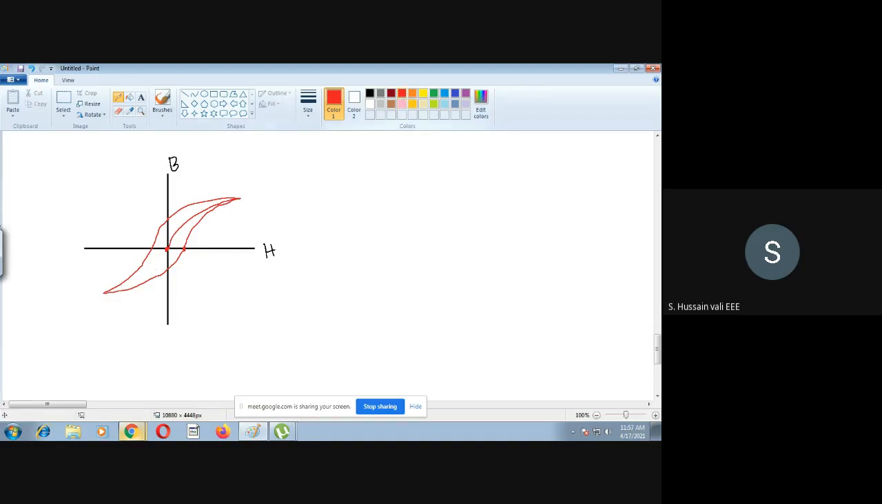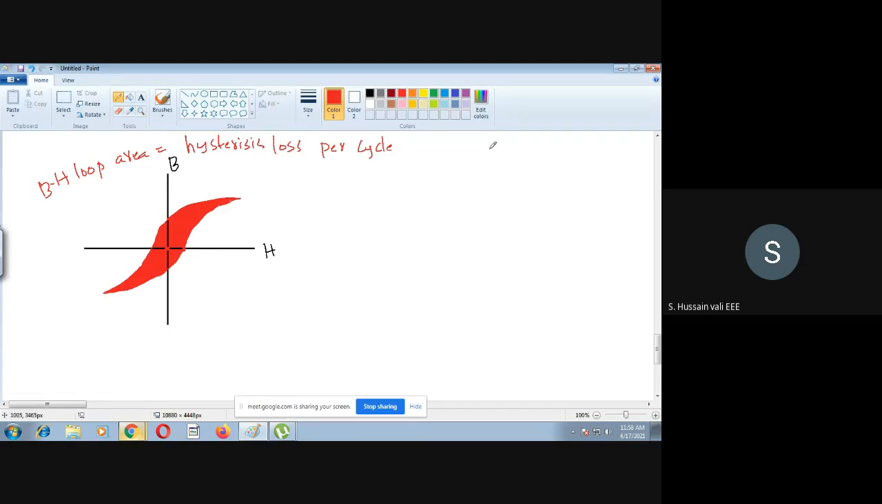Now let me fill this. Okay. So this is the BH loop you will get, and the area of this BH loop, as we have just seen, is the hysteresis loss. So the BH loop area is the hysteresis loss per cycle. Why am I saying per cycle? Because only one cycle makes one loop. If you have two cycles, then it makes two loops.